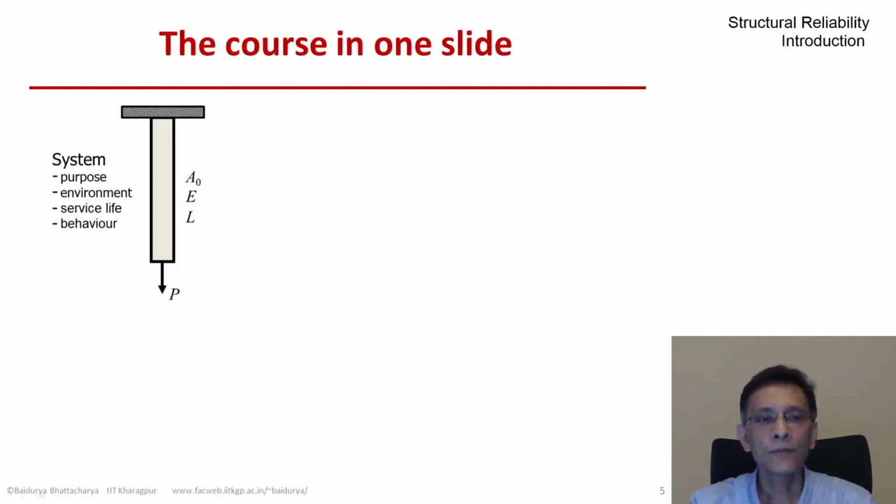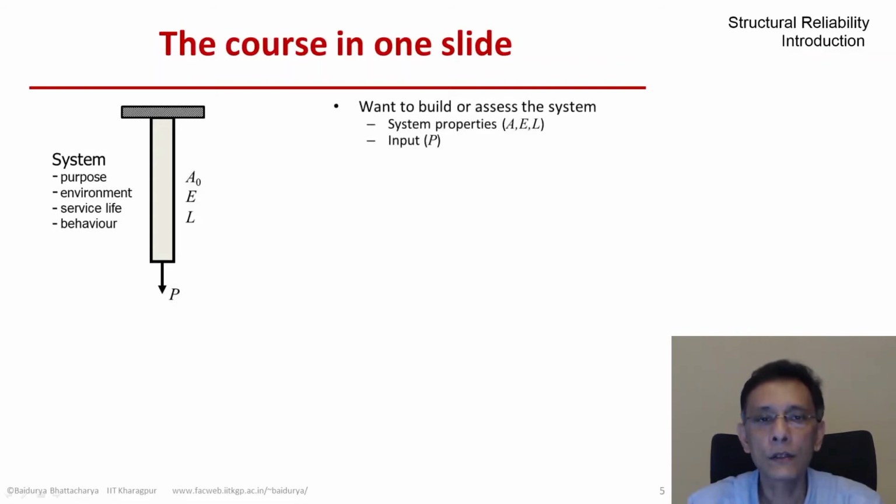Now, let's see if in one slide I could capture the essential features of what this course tries to do. Suppose I have a system which is a prismatic rod subjected to tension. It could be the cable in a suspension bridge, or it could be the tip of a nano indenter in an AFM. I know the purpose of this system. I know the environment it will be put in. I know its service life. I know how it behaves. What I want to do is to build or assess this system. So I know the properties. I know the input.